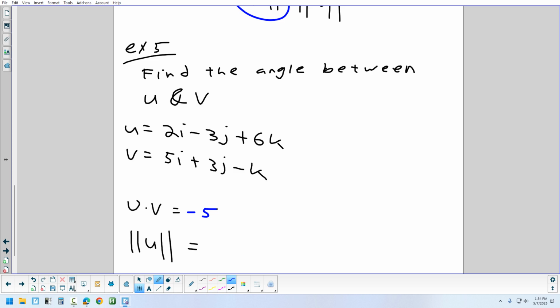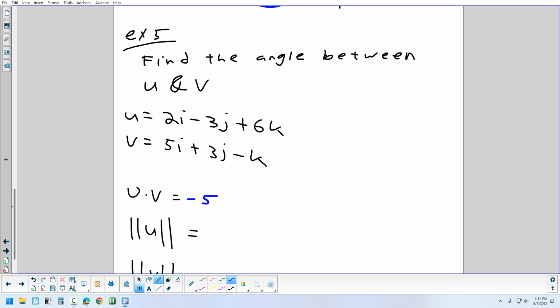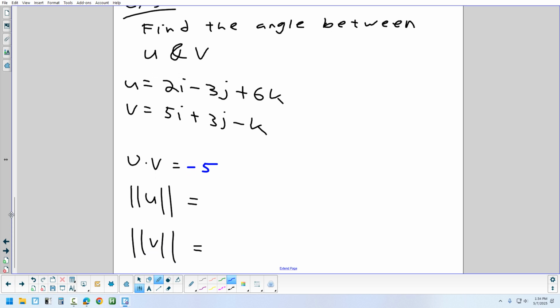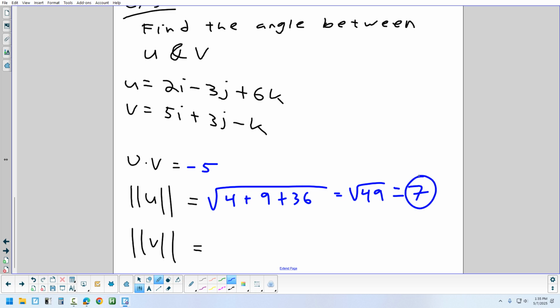Okay, now how do we find the magnitude of u? Square root of 2 squared, which is 4, plus 6 squared, which is 36, plus -3 squared, which is 9. What's 4 plus 9? 13. And what's 13 plus 36? 49. So this is square root of 49, which is 7. 7 times 7 is 49.